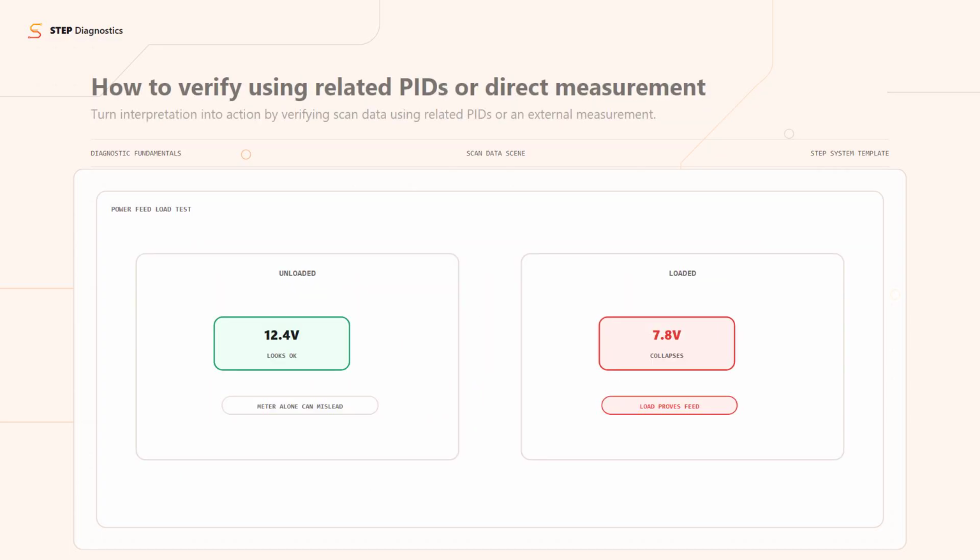upstream. When you see a mismatch, cross-check related PIDs, such as voltage, current, or a different sensor reporting the same event. If needed, measure directly at the component or use a bidirectional test to issue a command. This narrows down if the fault is in the signal, the actuator, or the module's output stage.